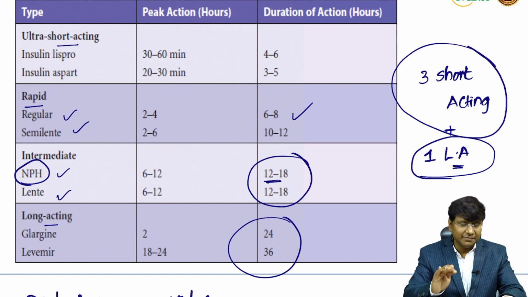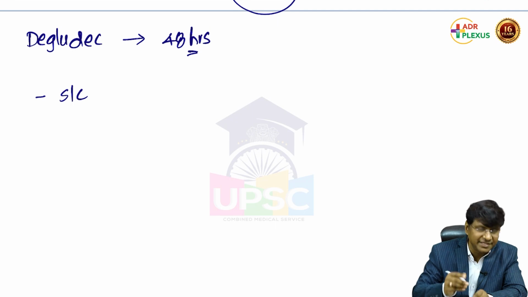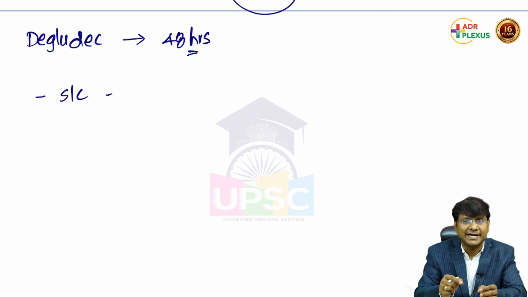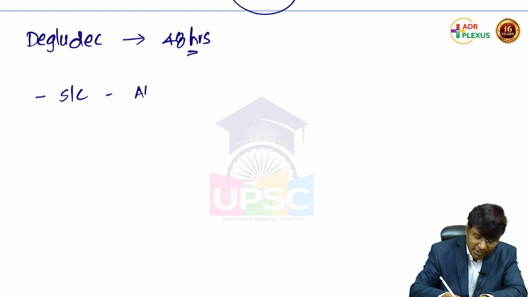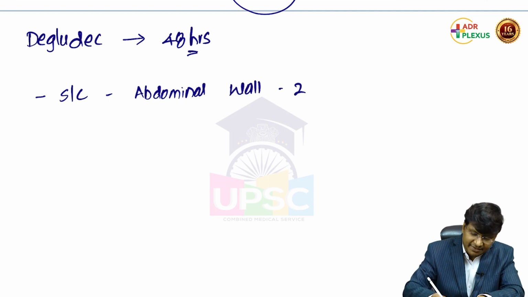So these are all the various insulin preparations. You have to remember that the route of administration of insulin is subcutaneous. What is the preferred site? The preferred site of insulin administration is over the abdominal wall. And why do we need to give it over the abdomen? It is exactly 2 centimeters away from the umbilicus.